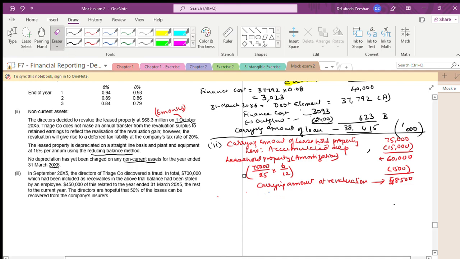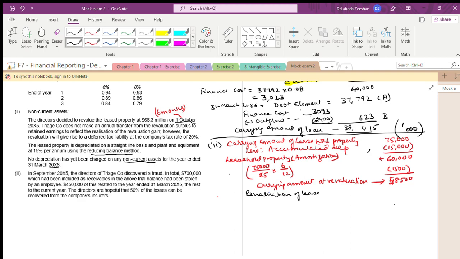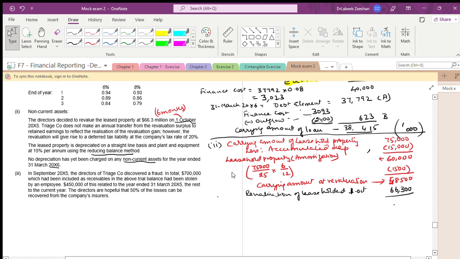Revaluation value is how much? Revaluation of leasehold, again I am writing the same thing. Revaluation is fine. I don't have any other option. Revaluation of leasehold property as at 1st October is how much? 66,300.